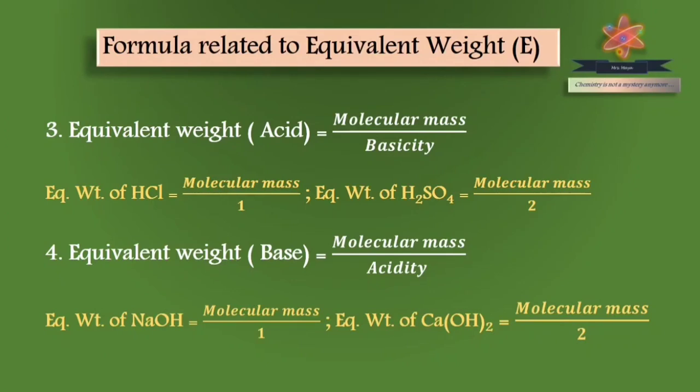Fourth formula, equivalent weight of a base is equal to molecular mass divided by acidity. The equivalent weight of NaOH is equal to molecular mass divided by 1. Here the acidity of NaOH is 1 because NaOH has only one replaceable OH ion.